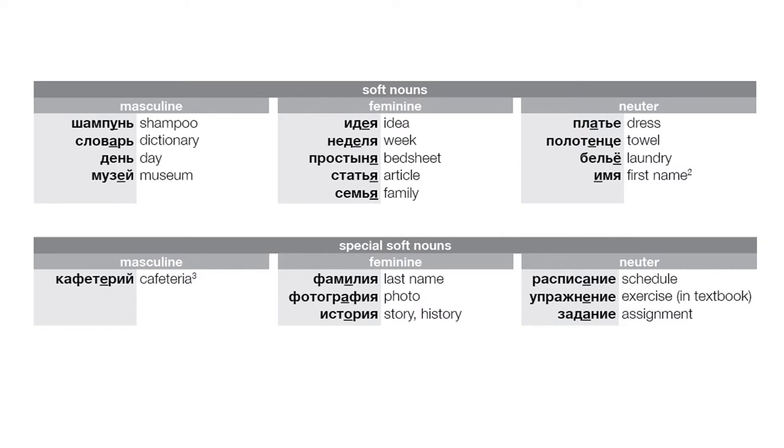Neuters can end in ye or yo, right? So yo is, of course, just the soft version of o. So yo can mark a soft neuter, or ye. By the way, I'm not sure I've mentioned yet that yo, that letter, can only occur in a stressed position. So if you see a yo anywhere in Russian, remember, in normal Russian text, it wouldn't even be indicated. You wouldn't have the two dots above it. But that sound can only occur in a stressed syllable.